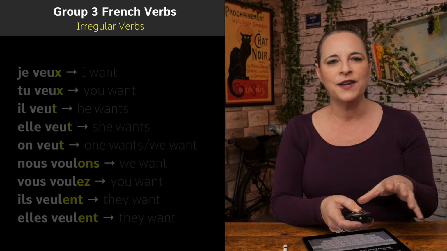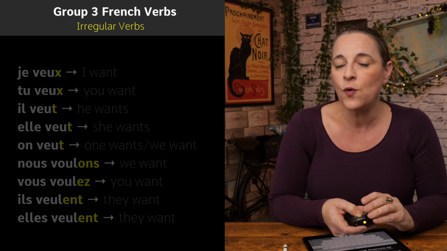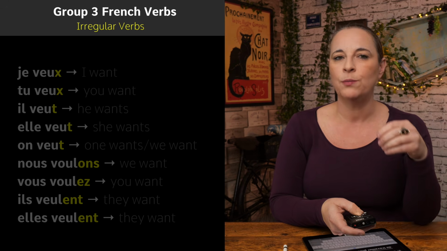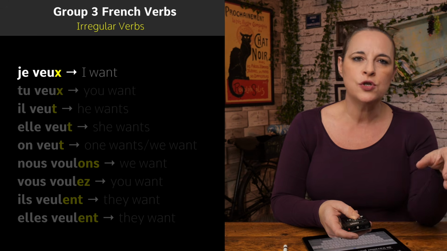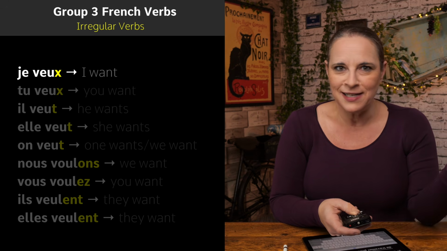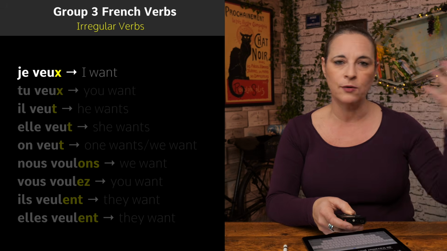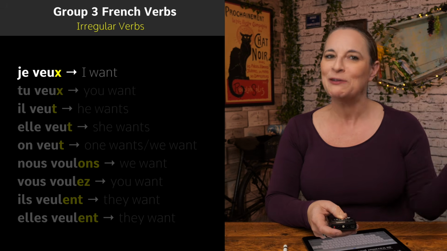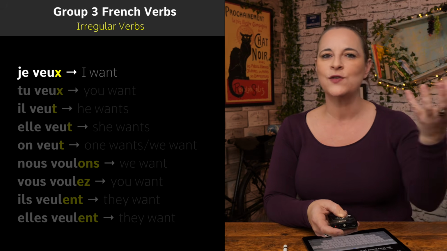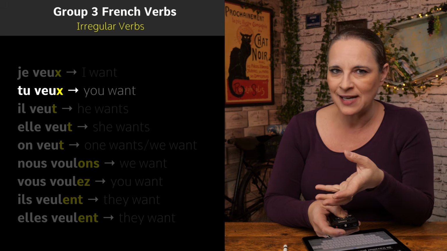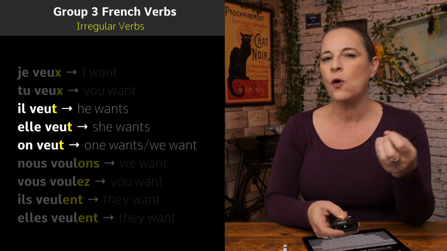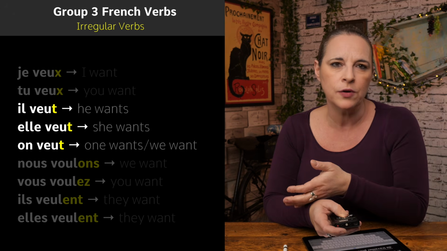So very briefly, if you wanted to conjugate vouloir, to want, in the present tense using the endings I've just given you, it will be je veux, completely different from vouloir. Can you see how transformed it has been, from vouloir to je veux, I want. Tu veux, with an X, you want. Il, elle, on veut, he, she, one wants.